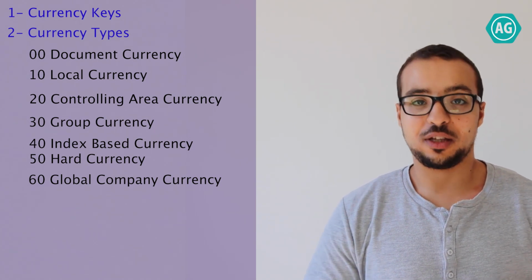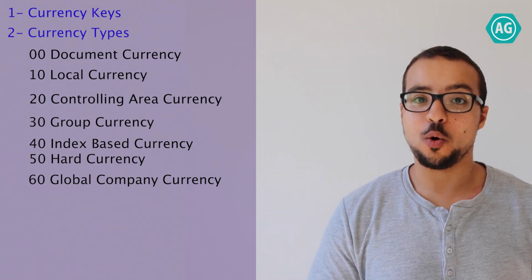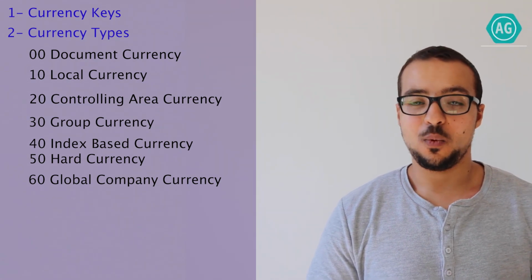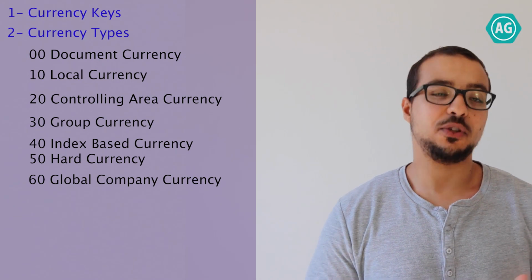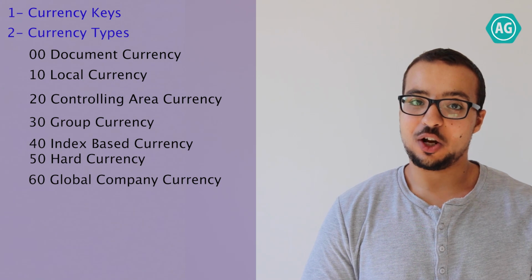These are all the currency types we have. These are the basic ones. There's also one for controlling object currency, cost object currency, which is currency type 70, but this is used in controlling. So step number 1 was to check the currency keys.